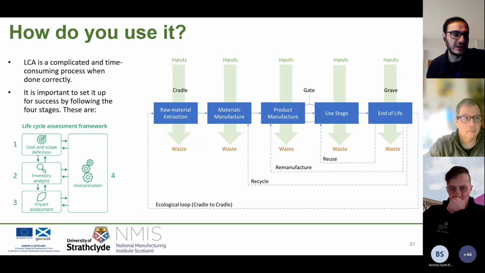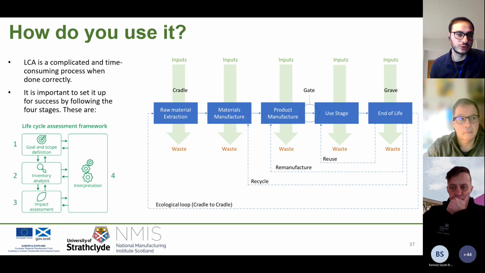So how do you use it? An LCA is quite complicated and time-consuming when it's done correctly. It is important to set it up for success by following the 4 stages. And the 4 stages are, of course, as we saw before, the goal and scope definition, the inventory analysis, and the impact assessment. And as you see, this is constantly linked with interpretation. So that means that for each of the stages, we have to go back and rethink what we do.